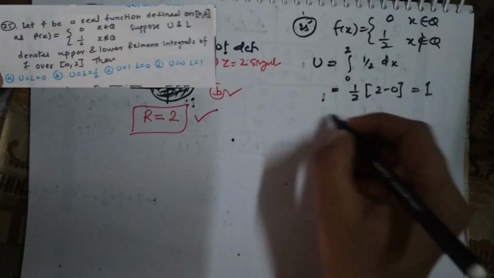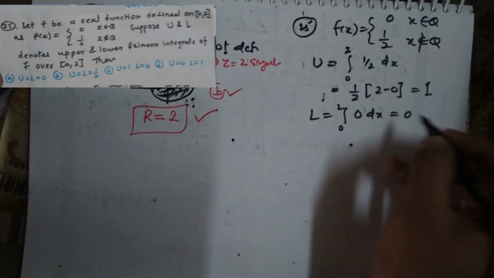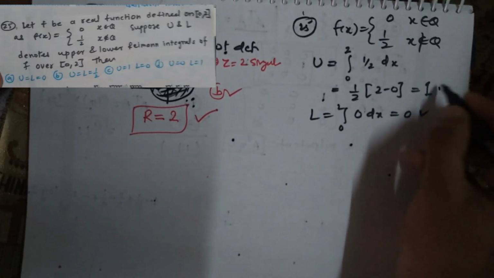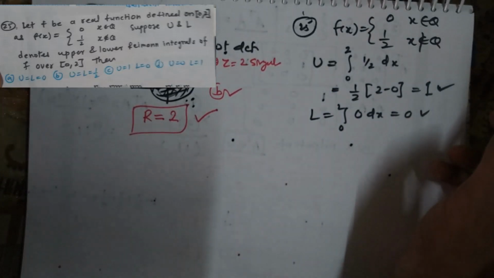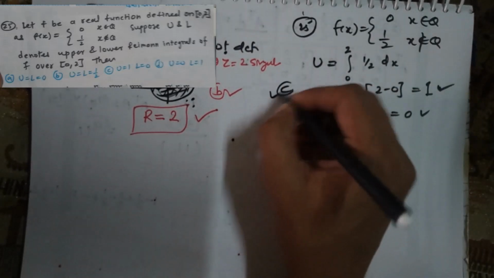So the upper limit is 1, and what will be the lower limit? The integral from 0 to 2 of 0 dx. So the lower limit is 0 and the upper limit is 1. So which option will be correct? Lower limit is 0 and upper limit is 1, so C is going to be correct.